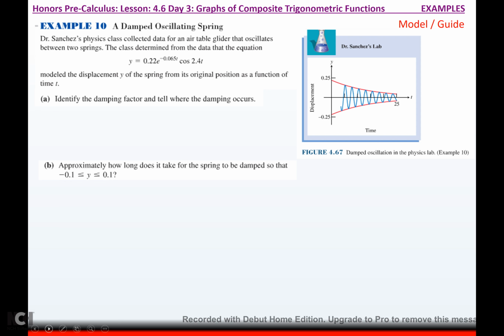It says Dr. Sanchez's physics class collected data for an airtable glider that oscillates between two springs. The class determined from the data that the equation y equals 0.22 e to the negative 0.065t times cosine 2.4t modeled the displacement y of the spring from its original position as a function of time.